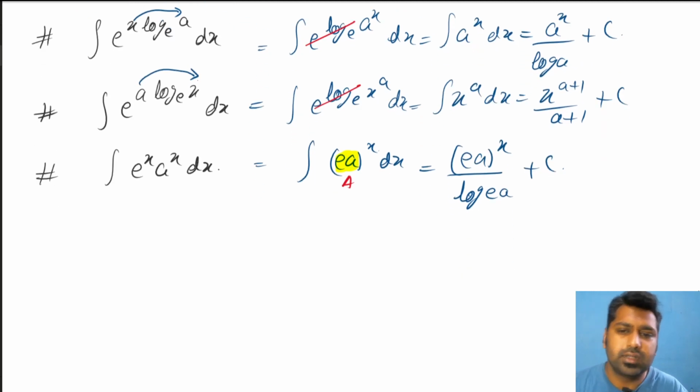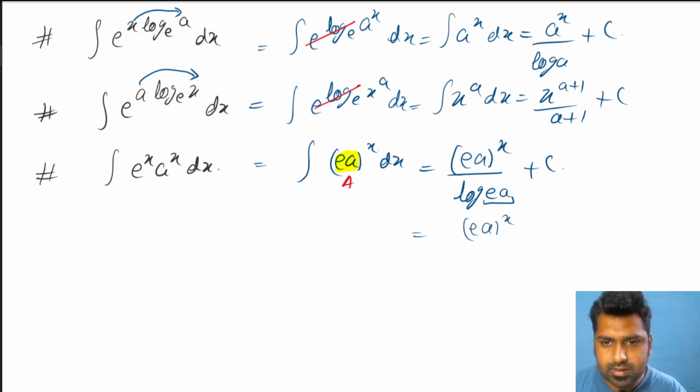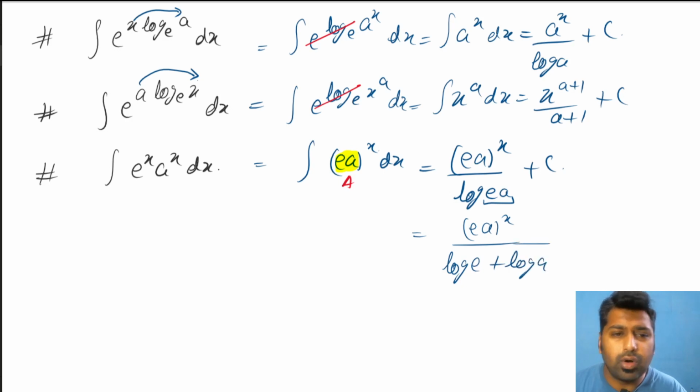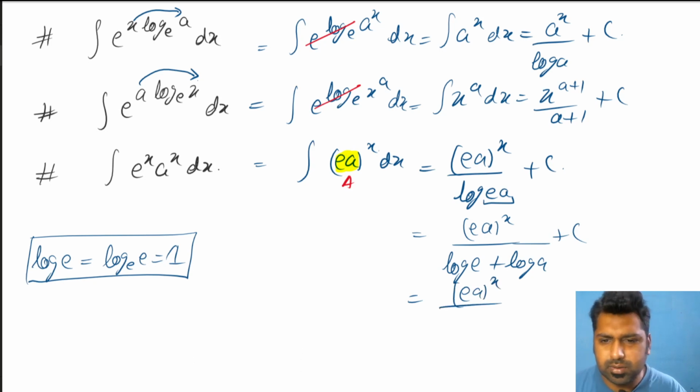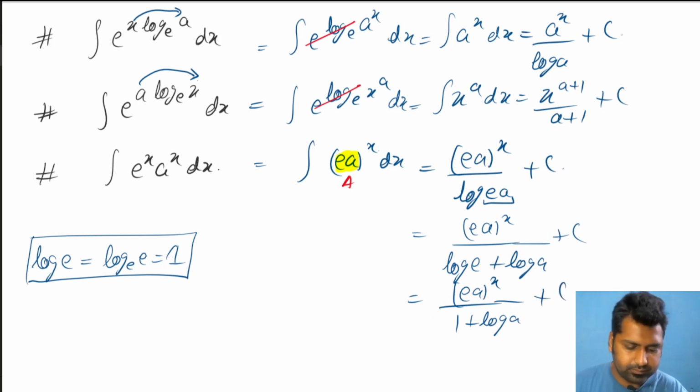Now they can give you this as an answer, but I think there is a possibility to solve this slightly further. What is that? You can split this log in two parts. (ea) raised to power x, upon log of product, which can be split as addition: log e plus log a. Now what is log e? Remember that log e means log e base e, that's 1. So this becomes (ea) raised to power x upon 1 plus log a. That's the whole point of this.